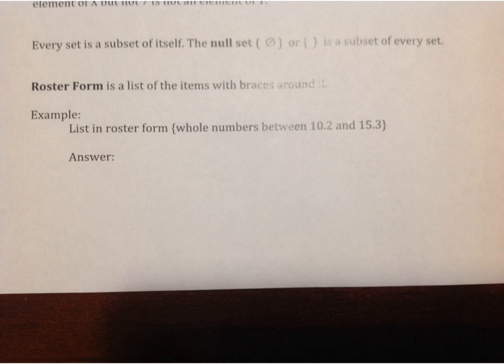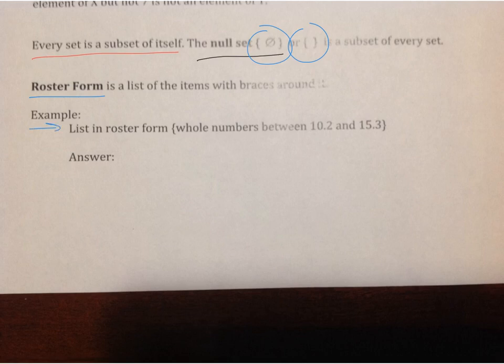Another piece of information, every set is a subset of itself. And the null set can be written 2 ways. It can be written like that, which looks like a 0 or an O with a slash through it, and then that just looks, it's just empty. The null set also is a subset of every set. And then roster form is a list of the items with braces around it.